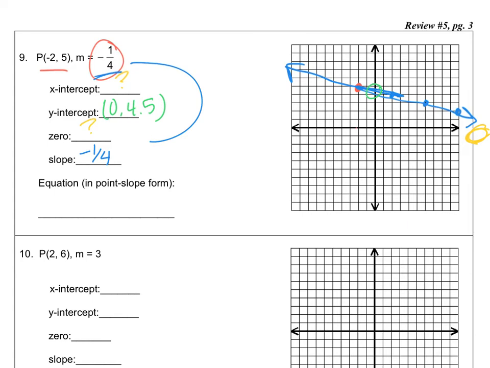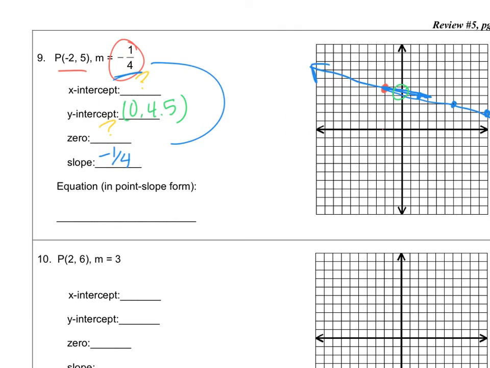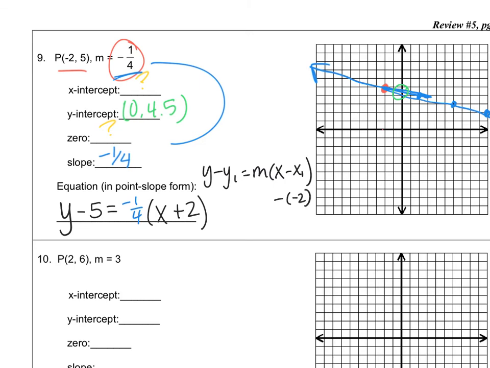Now my equation in point slope form, remember point slope is y minus y1 equals m times x minus x1. So I'm plugging in y1, which is 5, m, which is -1/4, and x1, which is -2. Remember, this is minus -2, which, two negatives make a positive.